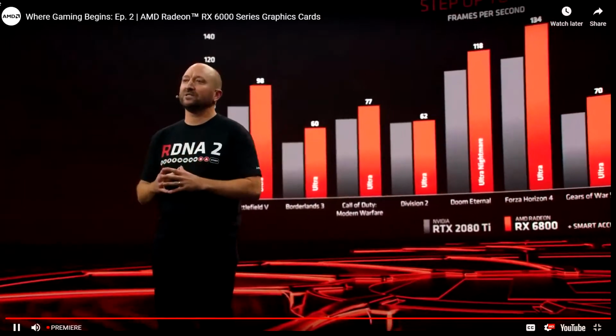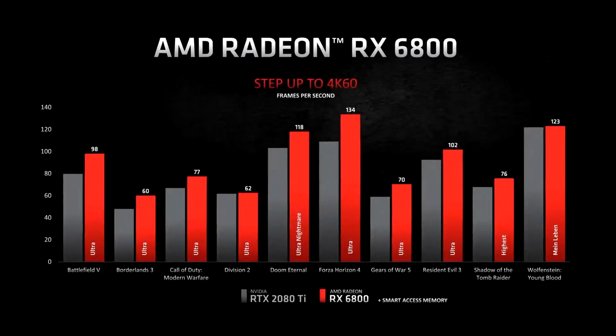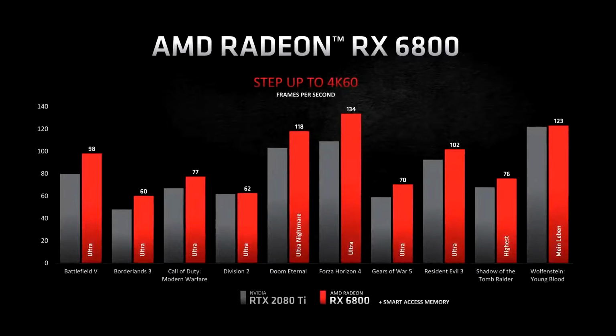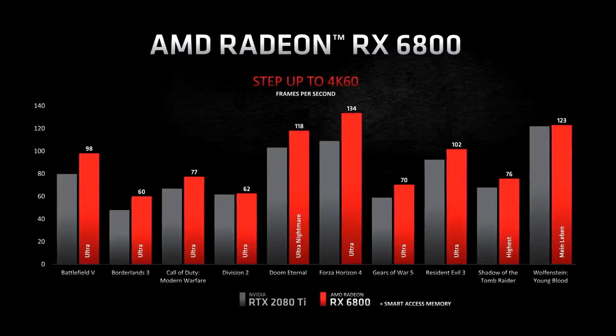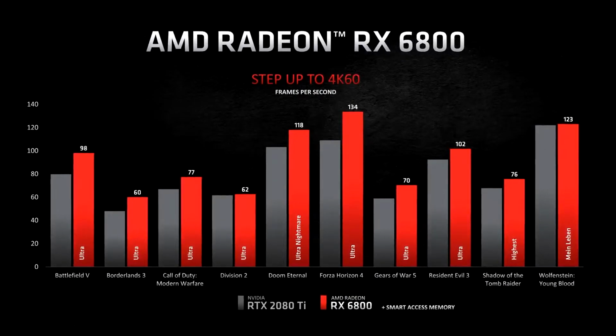The Radeon RX 6800 is a fantastic entry into 4K gaming, delivering more performance than the 2080 Ti, which was launched at $999. The 6800 delivers over 60 frames per second in all of these games, giving you the confidence you need to step into the 4K gaming experience.